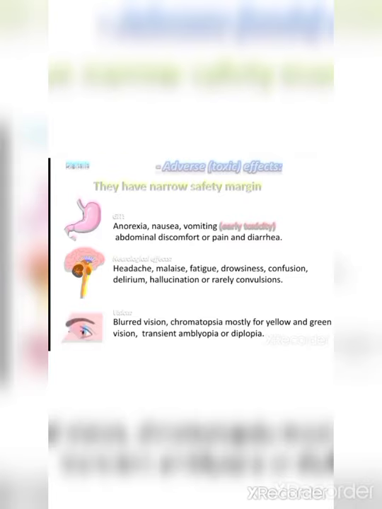Its side effects include, after an oral dose, anorexia, nausea, vomiting, abdominal discomfort, pain, and diarrhea, and these are the earlier signs of toxicity. The neurologic effects include headache, malaise, fatigue, drowsiness, confusion, delirium, hallucinations, or rarely convulsions. Vision can also be affected later. Blurred vision, chromatopsia, mostly for yellow and green vision, transient amblyopia or diplopia, double vision, can also occur.